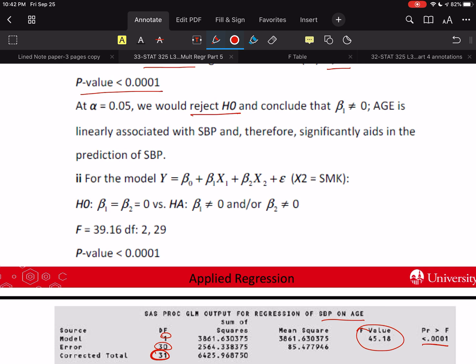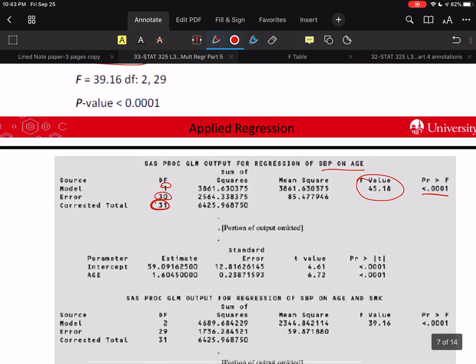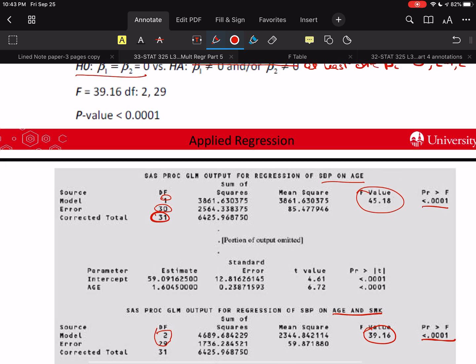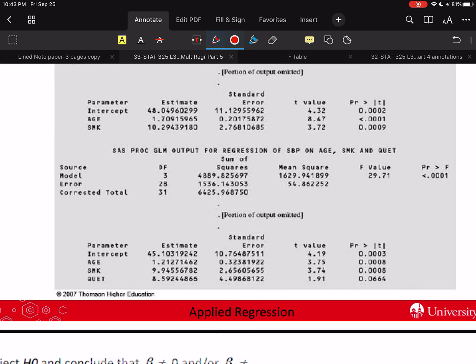All right, so for the model with age and smoking, to predict systolic blood pressure, we now have this, and I don't like how they write this. This would be at least 1 beta i equals 0, i equals 1 and 2. Okay, that's a better way of writing that. So we look down through here and we find the model that they've given us with age and smoking, and here's the F value, here's the p-value, and 2 and 29 are going to be our degrees of freedom, which we see here. And so we definitely reject the null hypothesis.